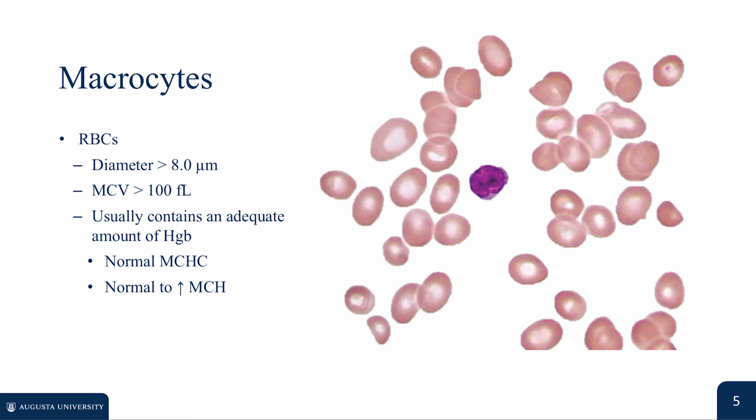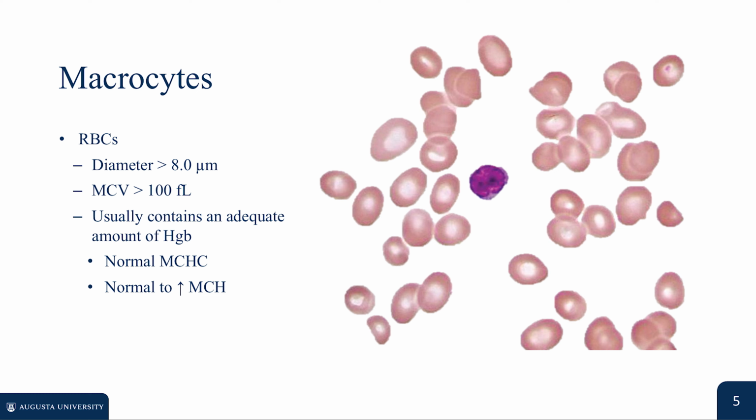Next, we have macrocytes, which are defined as red blood cells having a diameter greater than 8.0 micrometers and an MCV exceeding 100 femtoliters. Unlike many microcytes, macrocytes typically contain an adequate total mass of internal hemoglobin. Consequently, their associated automated indices reflect a completely normal MCHC between 32 to 36 grams per deciliter. That is an important distinction to highlight for overall index interpretation.